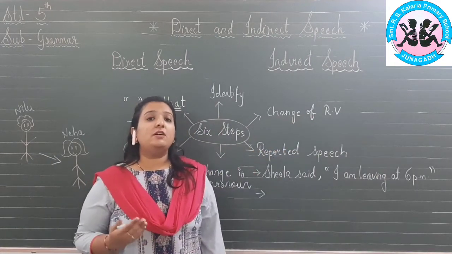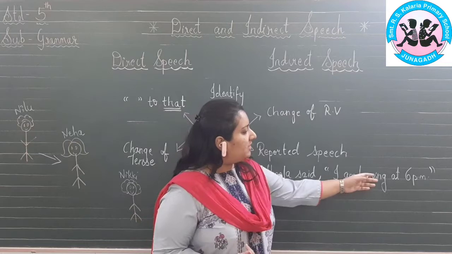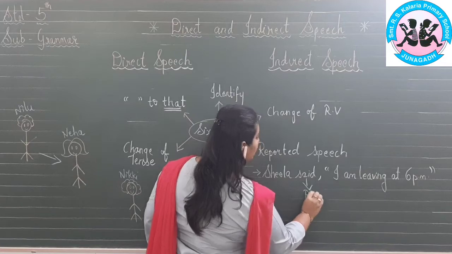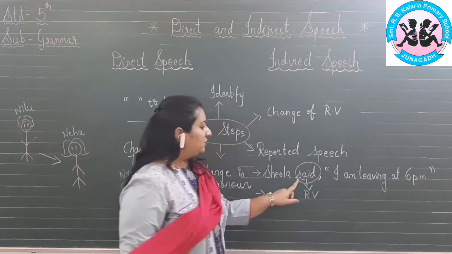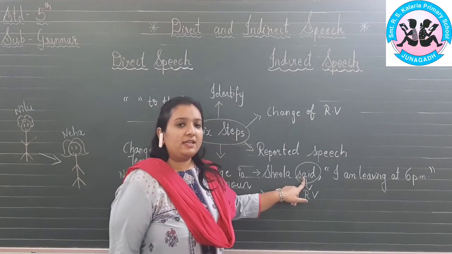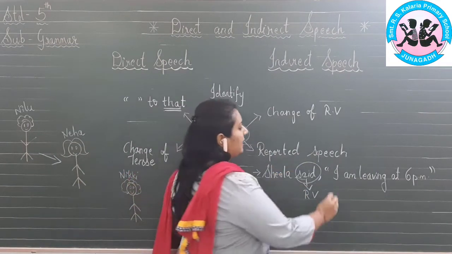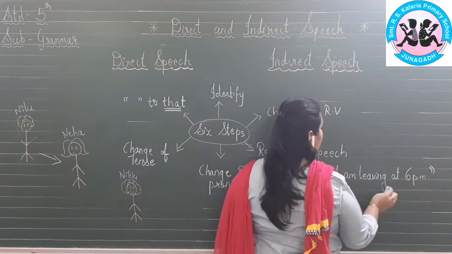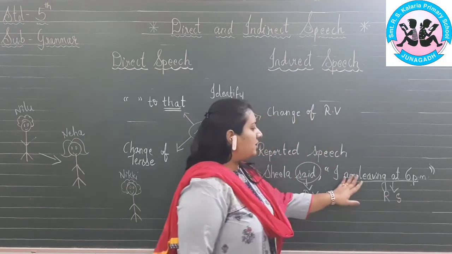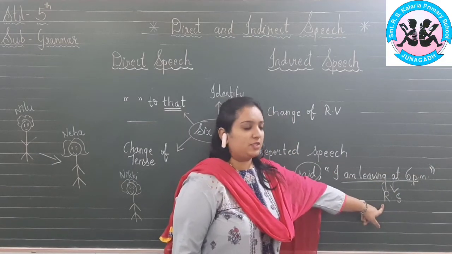Now in a sentence there will be a reporting verb. For example, if I see this example, Sheila said, "I am leaving at 6 p.m." In this sentence, "said" is called the reporting verb. So the very first thing you identify in this sentence is the reporting verb. Your "said" is the reporting verb. Second, reported speech. The exact words which are there in inverted commas are called reported speech. The words which are enclosed in the inverted commas are called reported speech.